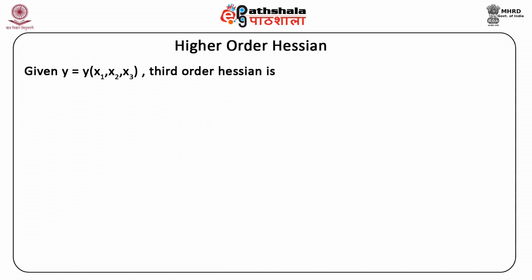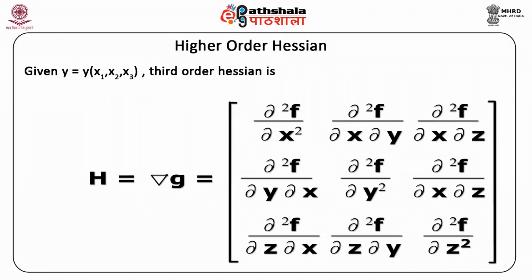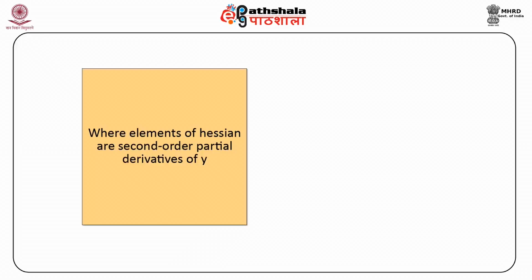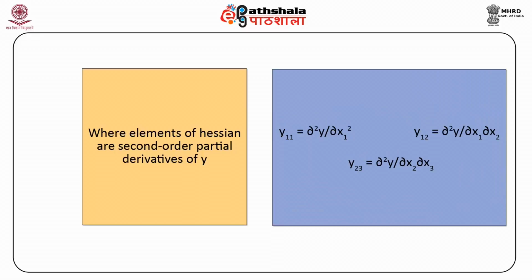Given y being a function of x1, x2 and x3, the third order Hessian is given as H is equal to, for the row, the second order partial derivatives of f with respect to x1, x2 and x3, and for the column, all second order partial derivatives of f, where the elements of the Hessian are the various second order partial derivatives of y. y11 is equal to del square y upon del x1 square, y12 is equal to del square y upon del x1 del x2, y23 is equal to del square y upon del x2 del x3, etc.